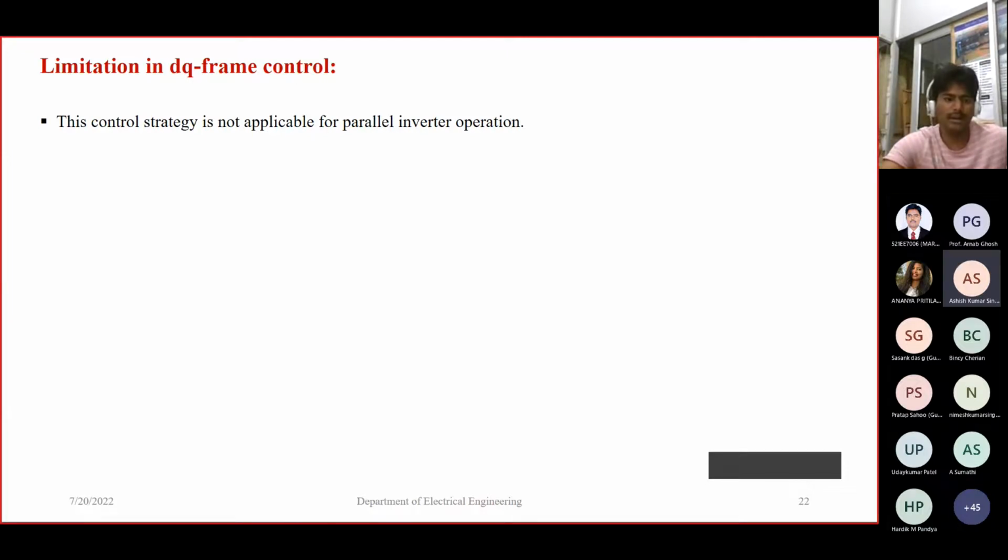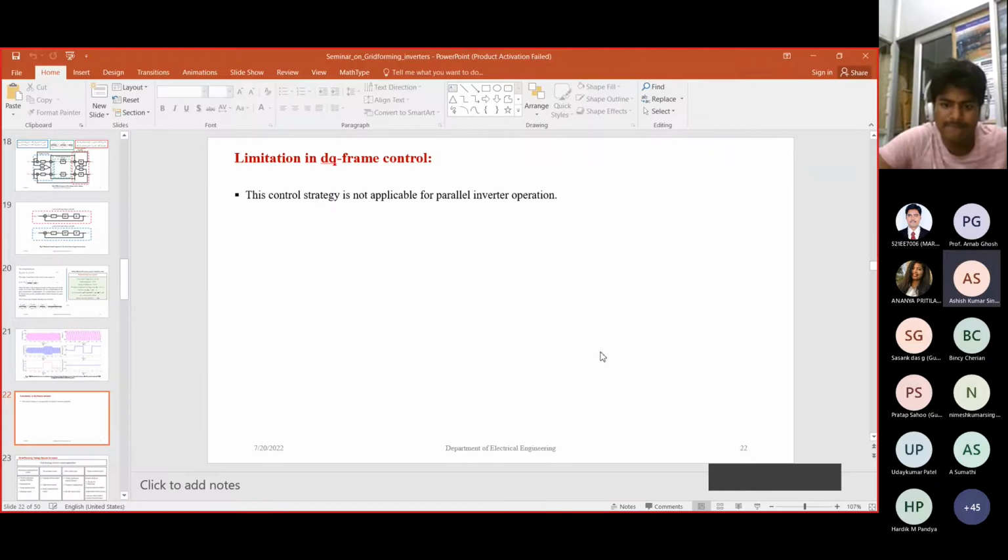So up to this, I have explained the simple inverter in islanding mode using DQ control. Later, I will explain the remaining, what grid forming inverters are and what controllers are available. First, before going to the grid forming inverter, I will show the simulation of this single phase single inverter. First, I will show the simulation up to this slide. Later, I will explain the grid forming inverter.